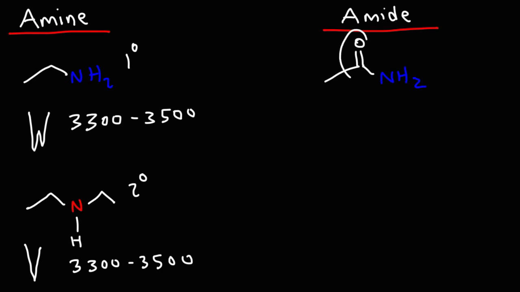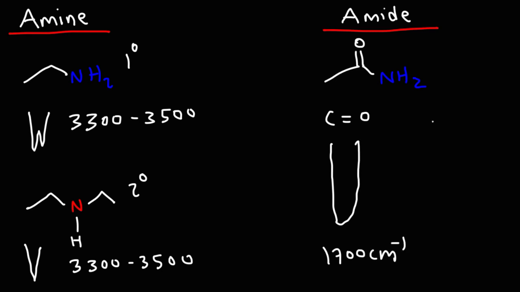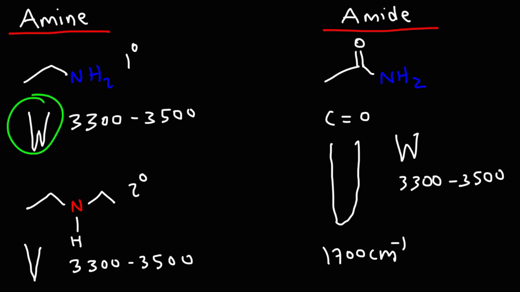Now the amide does have the carbonyl functional group. And so we're going to have a CO stretch very close to 1700. And we also have the NH2 group, so we're going to get this signal as well, between 3300 and 3500. So to distinguish an amide from an amine, you need to look for the presence of the carbonyl functional group. And to distinguish a primary amine from a secondary amine, look for the double peak in the primary amine and a single peak in a secondary amine.